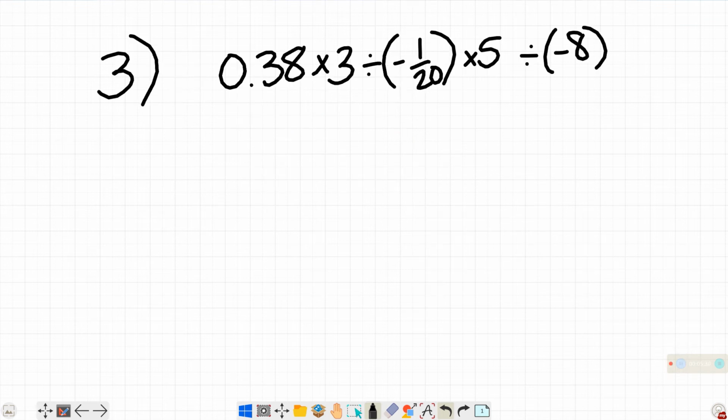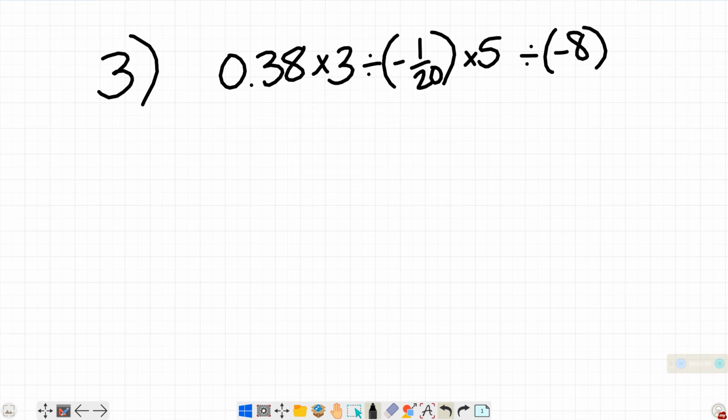For number 3, we have 0.38 times 3 divided by negative 1/20th times 5 and divided by negative 8. For this problem, we need to use order of operations again. Multiplication and division are on the same line. They have the same importance in order of operations. So we need to work from left to right. The question asks us not only to find the correct answer, but to identify her mistake and let her know how she can avoid making that mistake in the future. So the first thing we need to do is work from left to right.